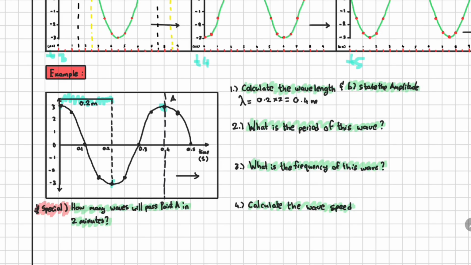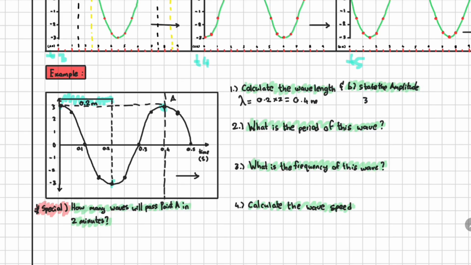The second part of this question asks us to state the amplitude. Now we know that amplitude is the highest possible disturbance or energy level in a waveform. So let's go ahead and look for the highest possible energy level in this waveform. We can see that the highest possible energy level in this waveform is in fact 3. So the amplitude is 3.